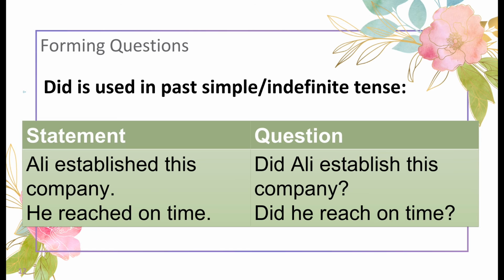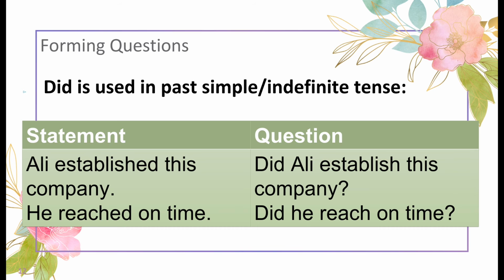Did is used in past simple or past indefinite tense. Ali established his company. Did Ali establish his company? Again, you can see that in the question, did is the first verb and establish is the second verb in the verbal group. Did has shown that this interrogative sentence is in the past tense. Therefore, the second verb will not use ed, will not be in the past tense.